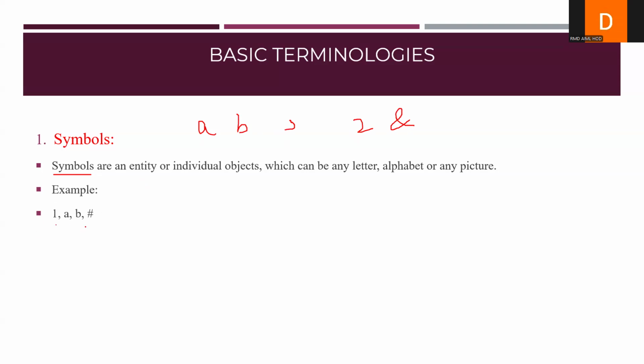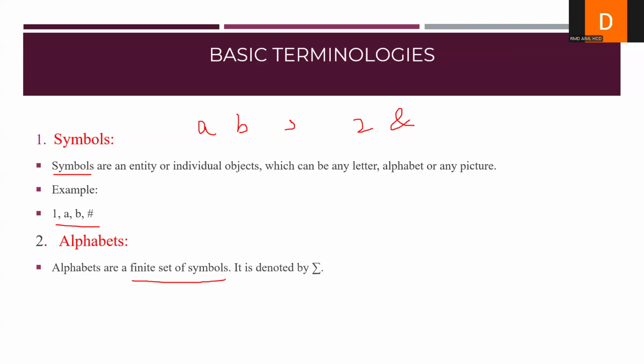1AB hash. These are examples of symbol. Now coming to the next basic terminology, which is the alphabet. What is an alphabet? An alphabet is a finite set of symbols. We know what a symbol is, right? A finite set of symbols will constitute the alphabet, and we represent an alphabet using the symbol sigma.